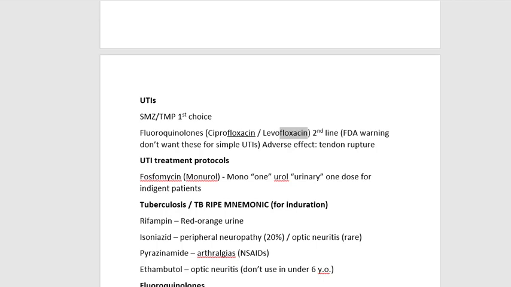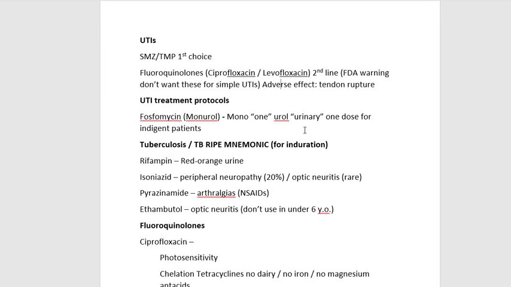Recently the FDA has said, no, save those fluoroquinolones for more complex UTIs because of the tendon rupture adverse effect. Okay. Sometimes we need to take into account the patient's condition or socioeconomic condition. If you have an indigent patient, even when we're talking about free medicine, you only have a 50% chance they're going to come back for it.